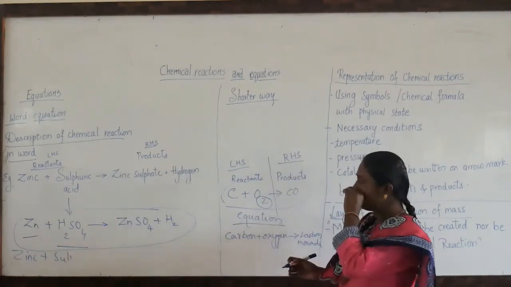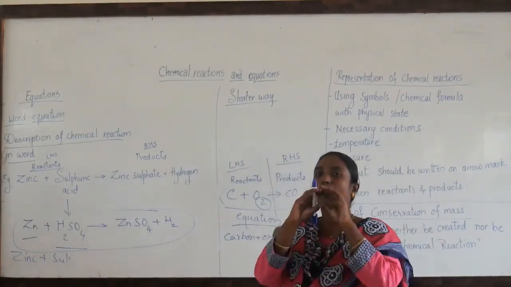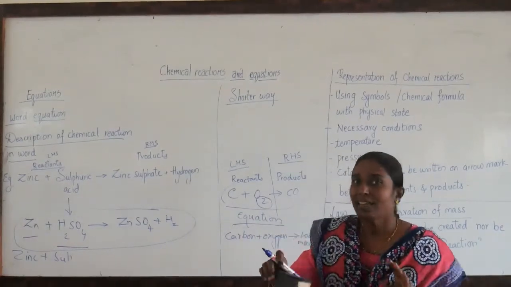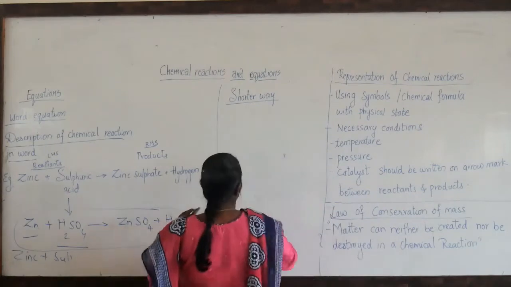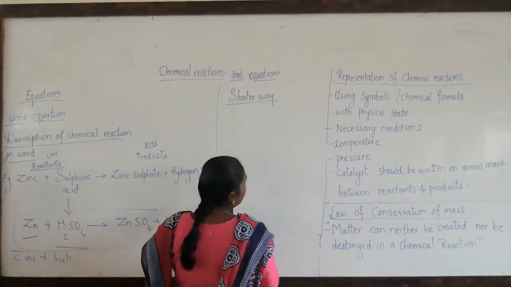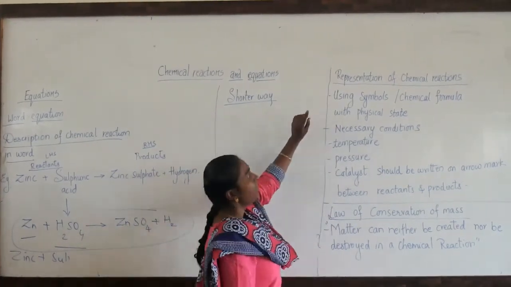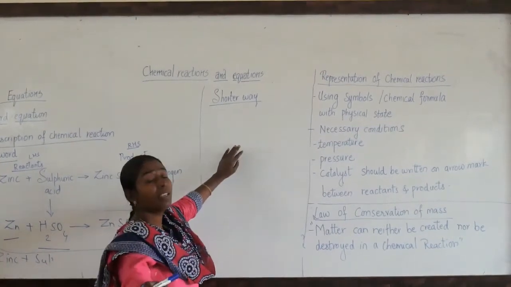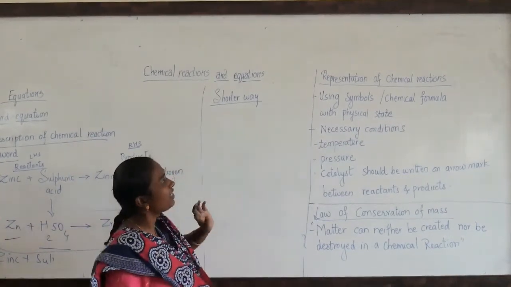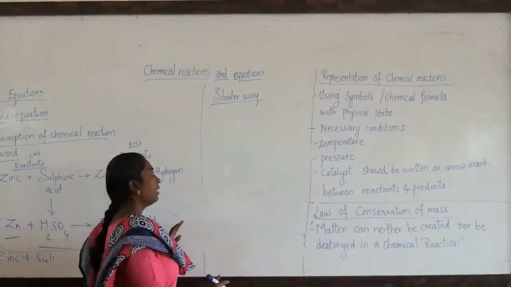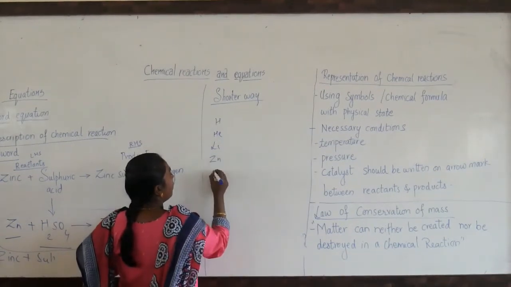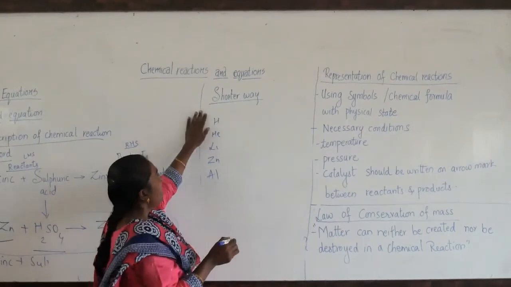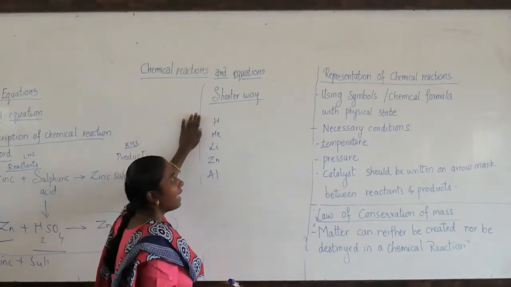Now what are the things that have to be kept in mind while writing a chemical reaction? So here it is. Representations in chemical reactions. How are the chemical reactions to be written? First is using symbols. Using hydrogen, helium, lithium, zinc, aluminium. These all are symbols of the elements.